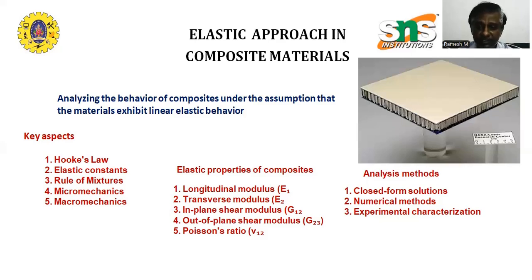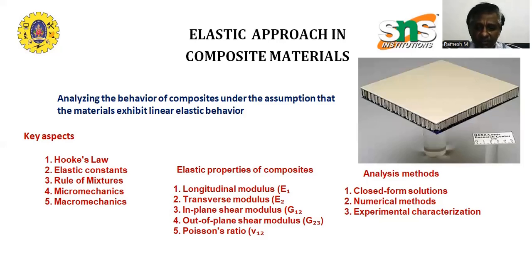Then what are the key aspects in the elastic approach? First one is Hooke's law, then elastic constants. Next one is the rule of mixtures. Next, micromechanics, then macromechanics, which have been already discussed in the earlier classes. Then here the stress-strain relationships are linear and reversible. As said in Hooke's law, the stress is directly proportional to strain within the elastic limit. So the stress-strain relationships are linear, as well as reversible.